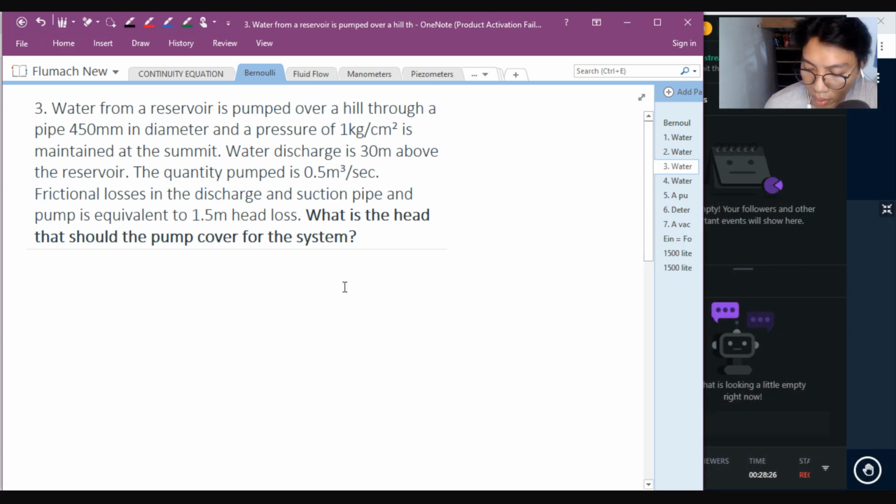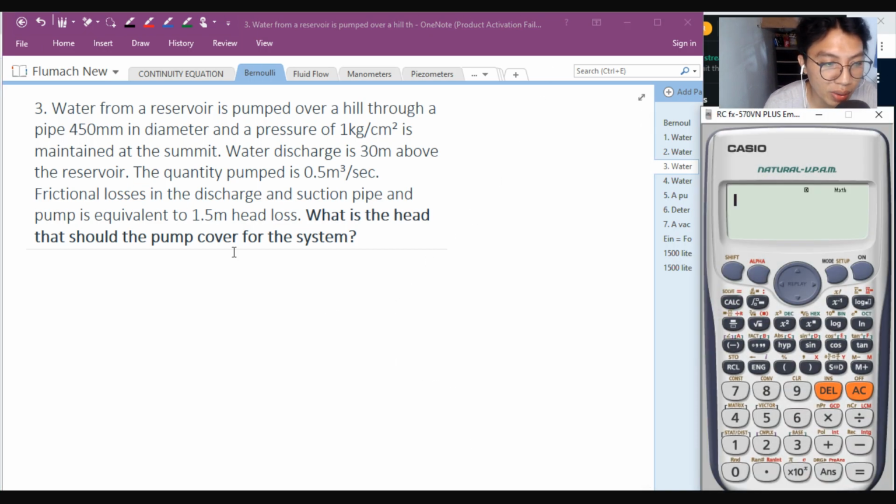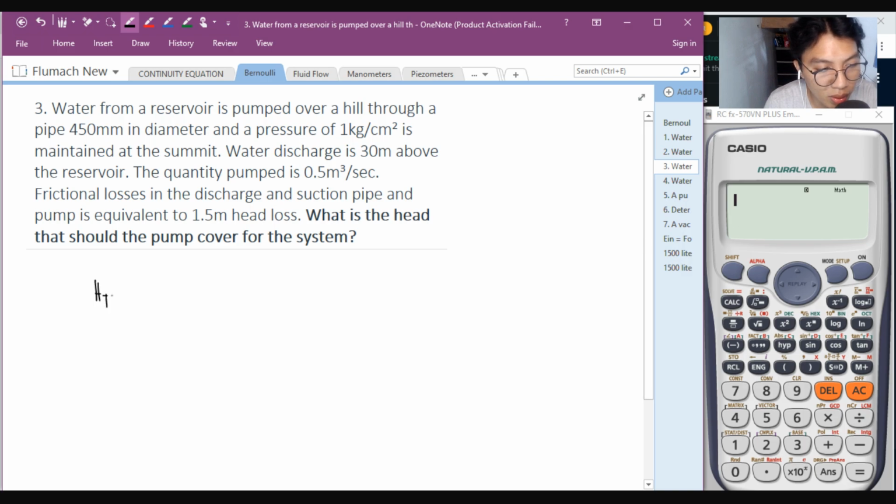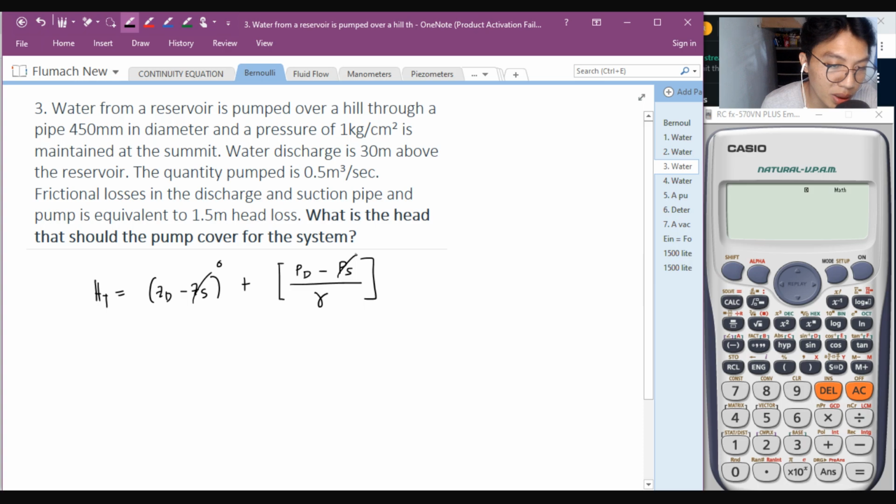Okay? Oh. I-extract na natin ulit. Expand na natin. So, head total, o, yung mahaba na equation. So, unahin natin, ZD minus ZS. Walang binigay sa suction dito. Zero natin yan. Plus PD minus PS divide by specific weight ng motor. Wala naman binigay sa suction. Wala ka naman nakita dyan. Ito lang binigay, oh. Yan lang.